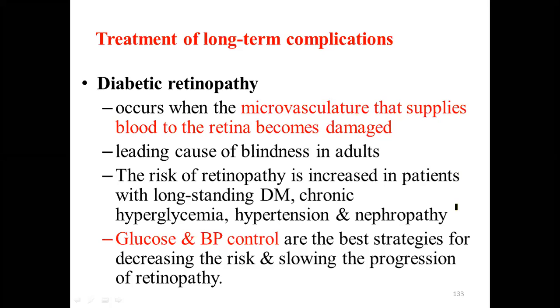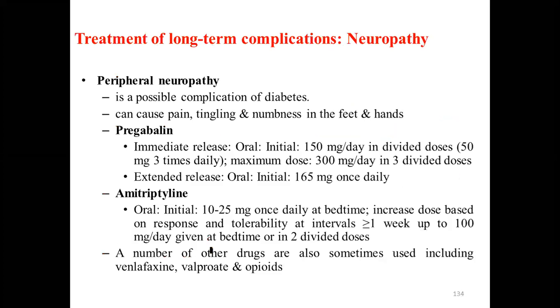So how do we prevent or treat these long-term complications? Most importantly, control the glucose and the BP level. Remember, high blood pressure can even cause damage to the retina and loss of vision. So controlling the sugar and the BP will be the best strategy to slow down the progression of retinopathy.